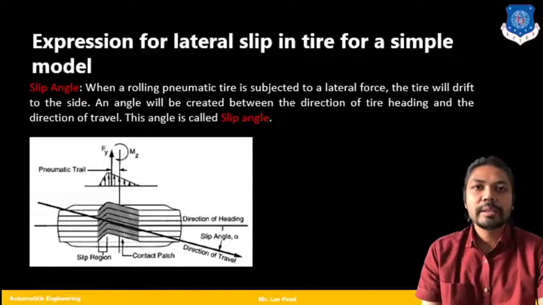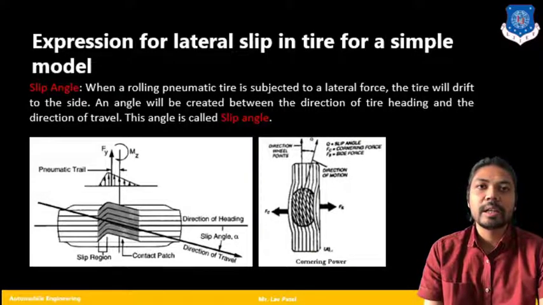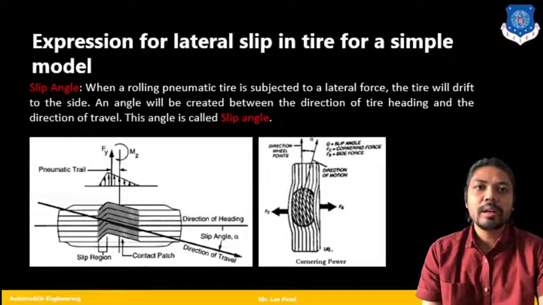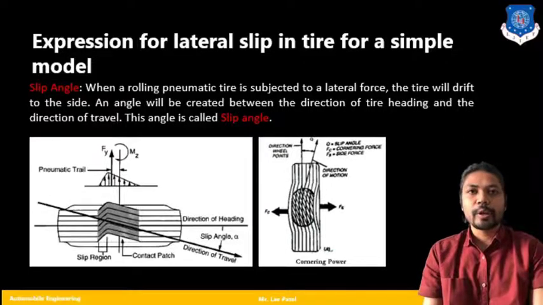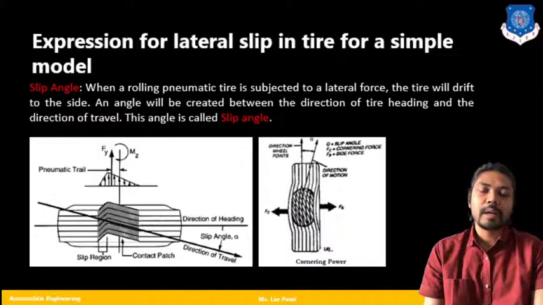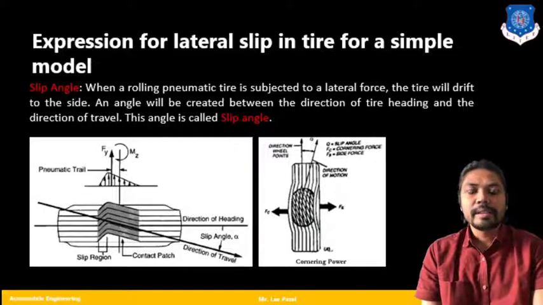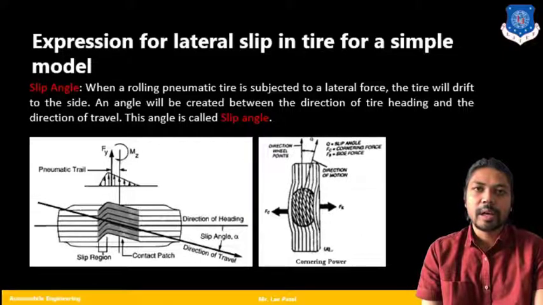Again, in the second figure, you can see a vertical tire. If the tire is moving in the arrow's direction, that is the direction the wheel points. Also, due to the lateral force, what will happen? The tire is going to drift to a side, and due to that an angle is created. Here you can see the angle alpha, and that is the slip angle.